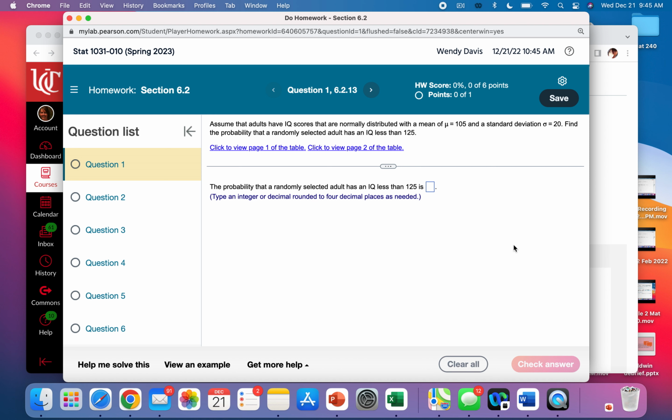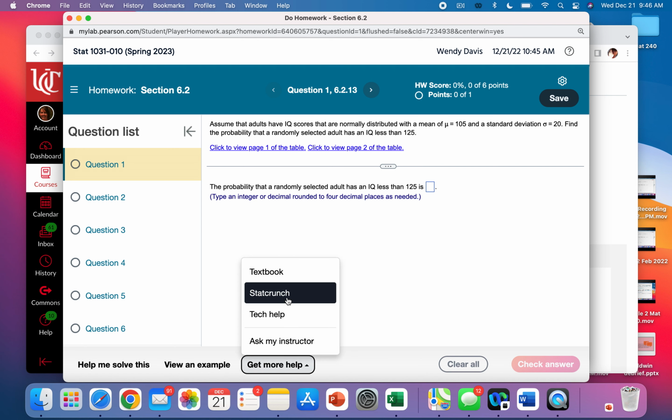Section 6.2 homework, we're going to use StatCrunch again, the built-in calculator tool. Assume adults have an IQ score, normally distributed, mean 105, standard deviation 20. Find the probability that a randomly selected adult has an IQ less than 125. So mean 105, standard deviation 20. Less than 125.